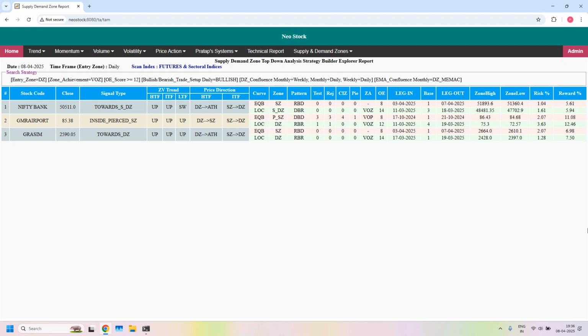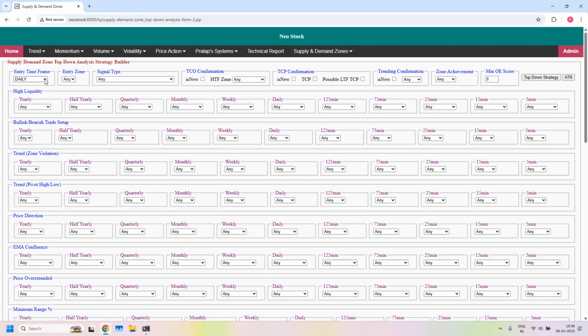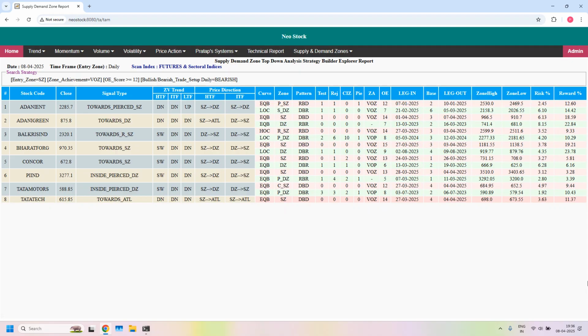Next, we will look into bearish trade setup for monthly income trade. Entry time frame daily, entry zone, supply zone, bullish or bearish trade setup at daily. I am selecting bearish. Zone achievement violated opposing zone, minimum order enhancer score 12. With these filters, we got 8 stocks.